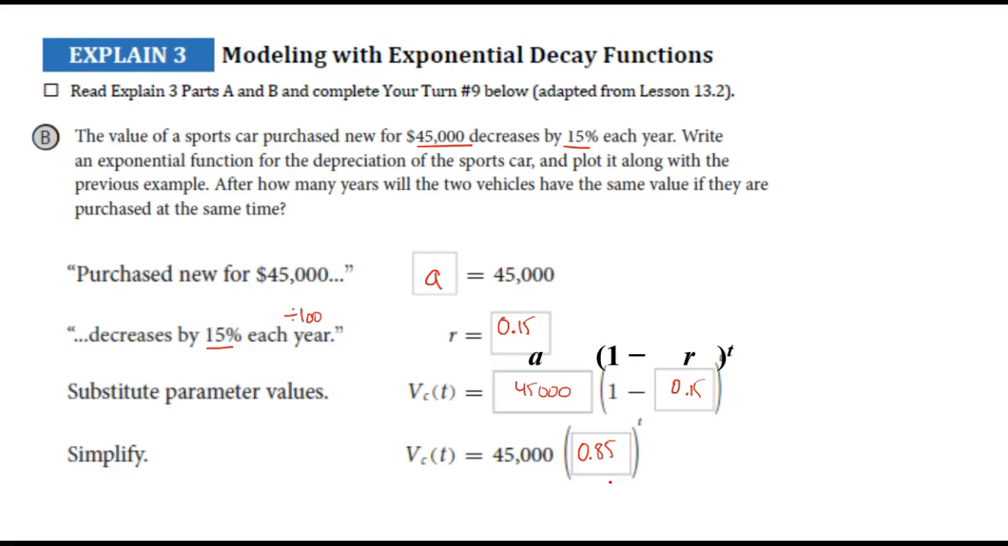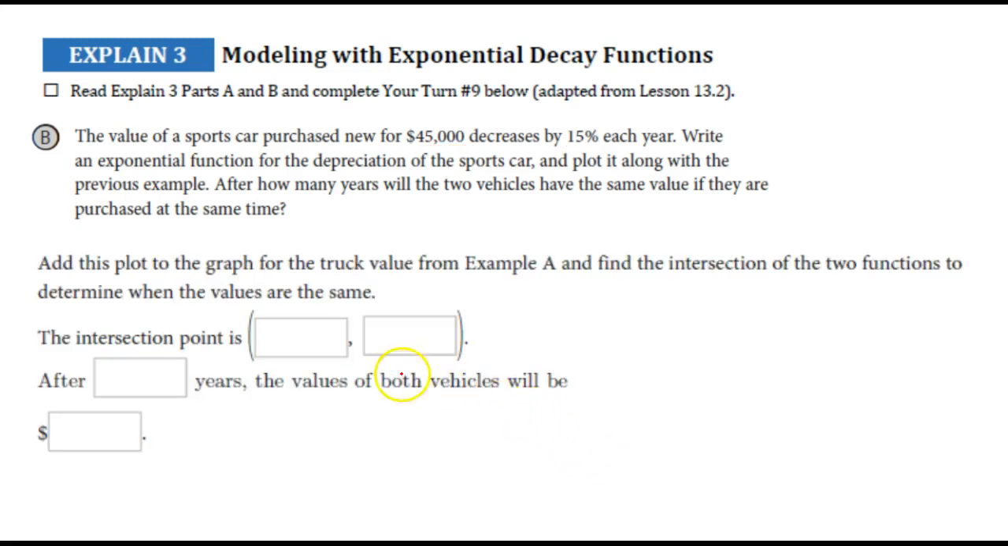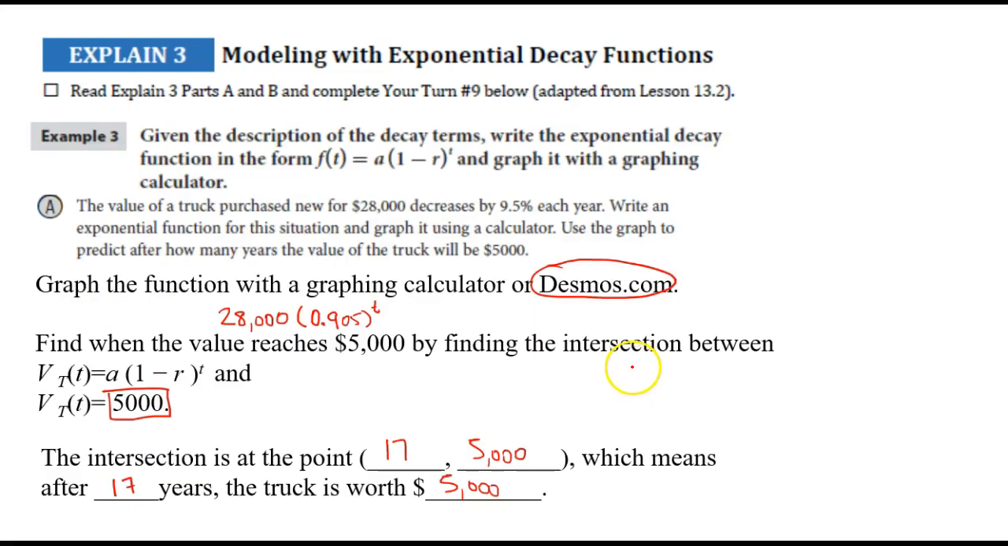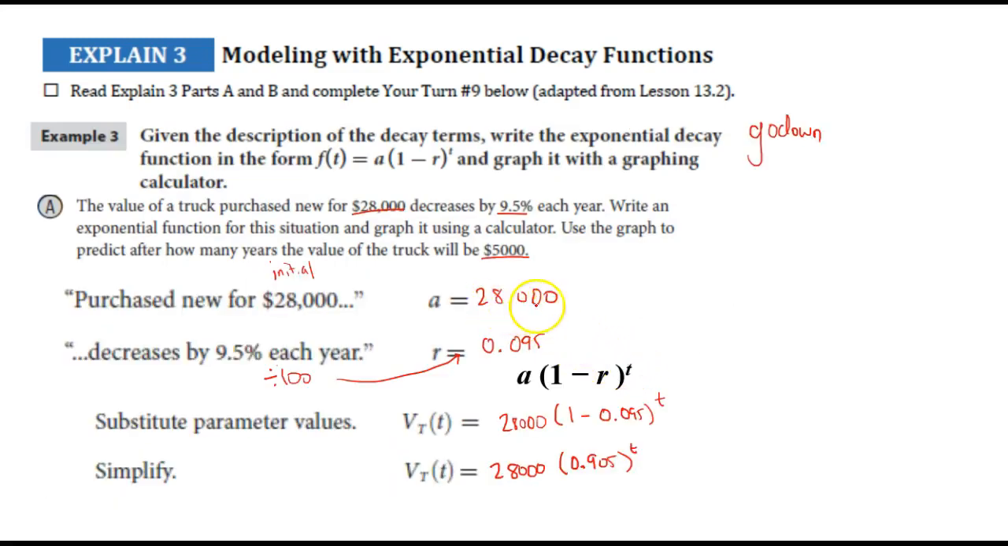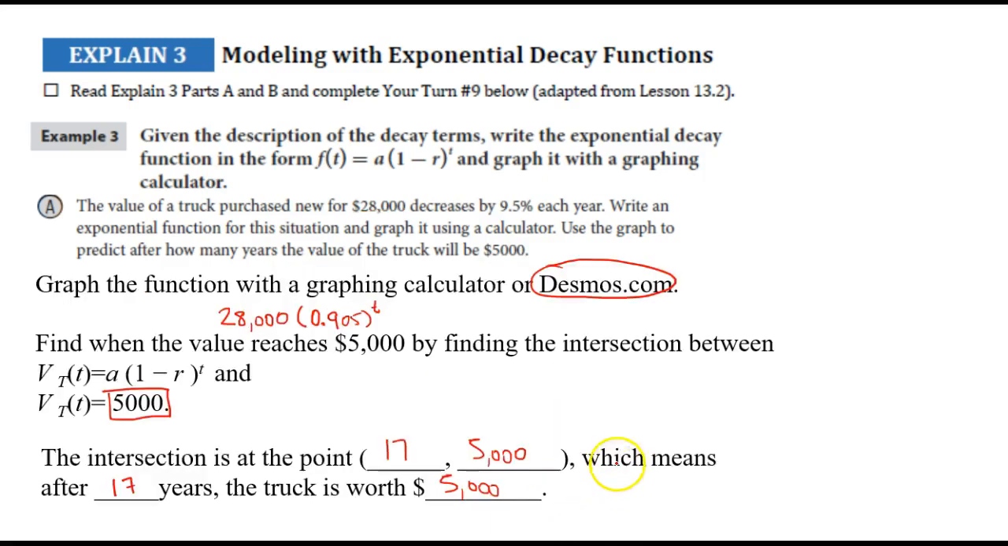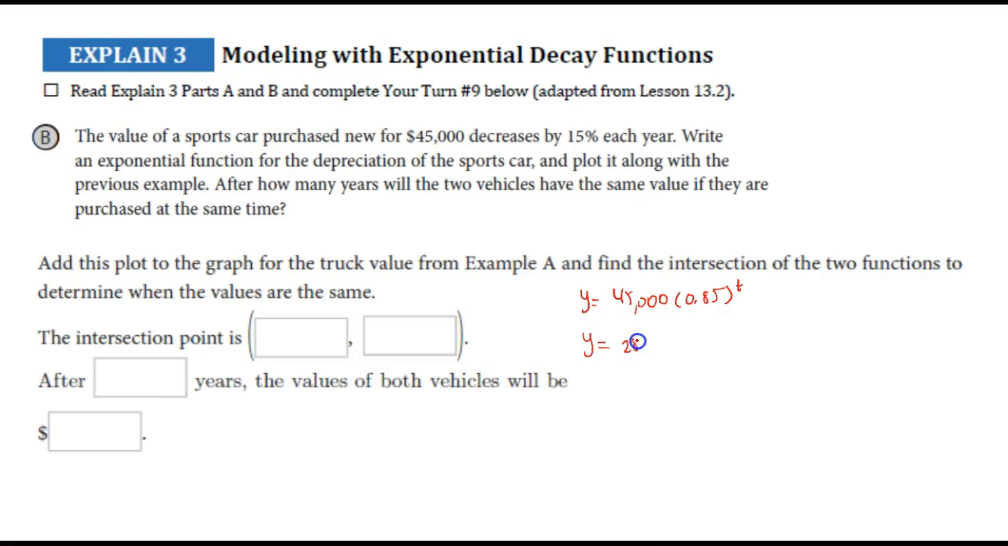On this next slide, now that we have our function for this one, 45,000 times 0.85 to the t power. So that's for example B. For example A, that was about 28,000 times parentheses 0.905 to the t power. So that was 28,000 and 0.905 to the t power.